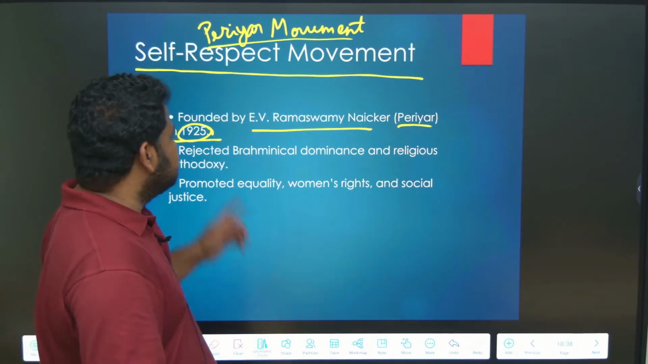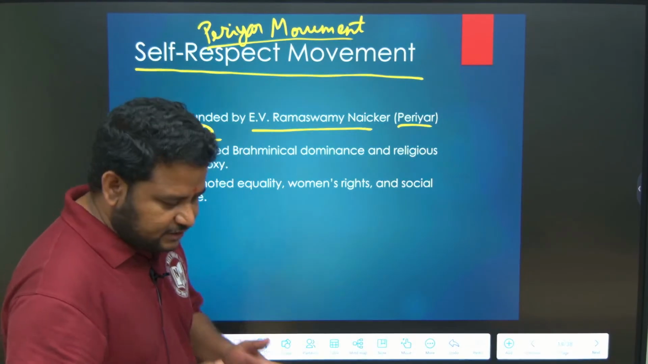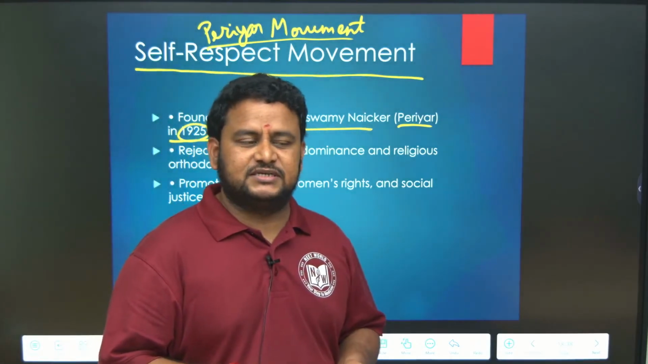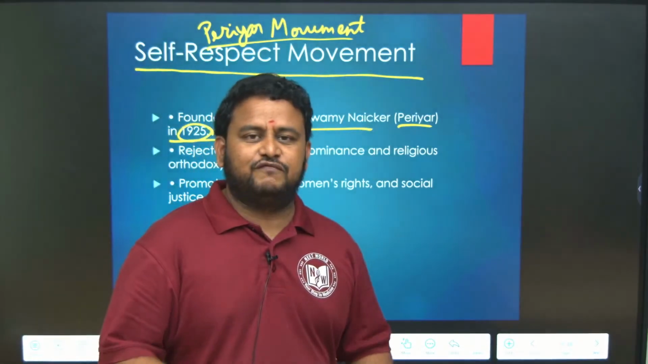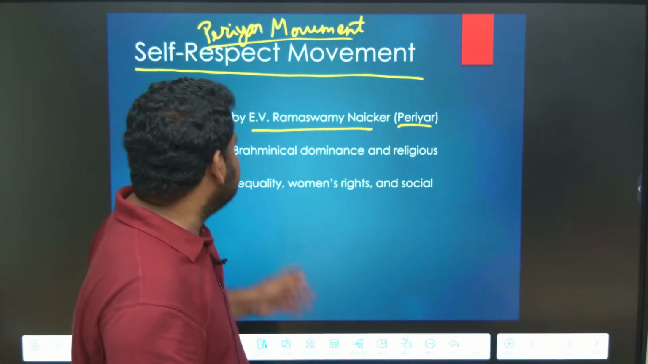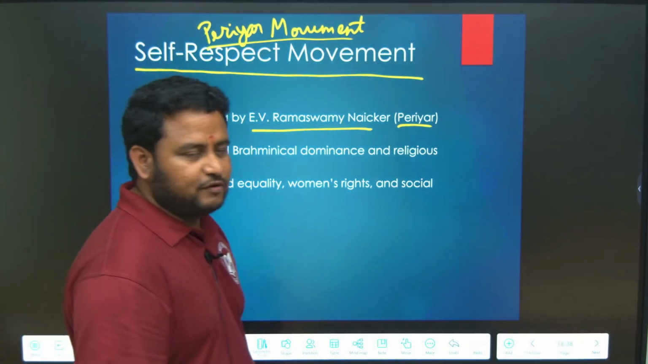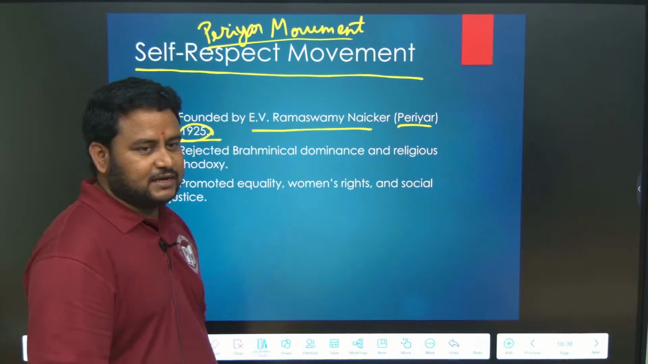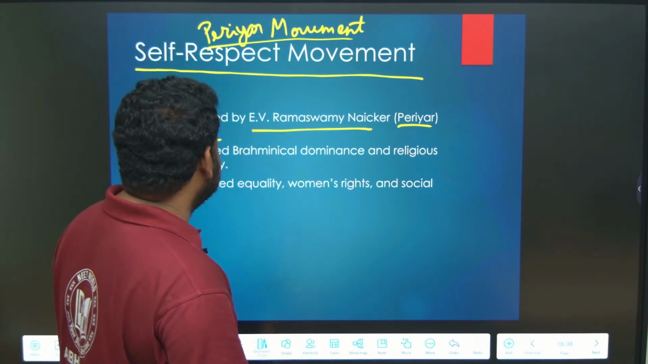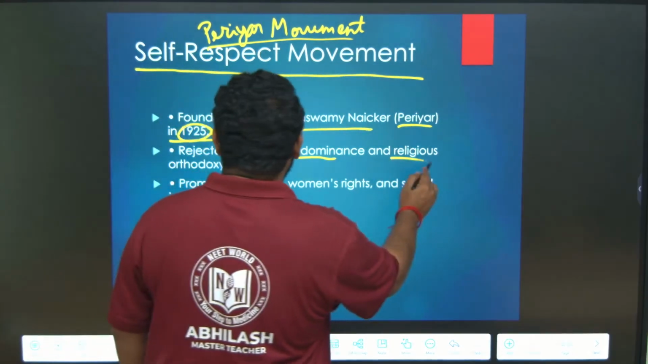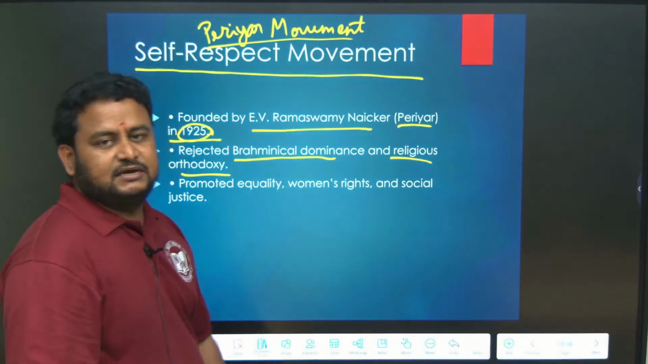The self-respect movement was in 1925, after the formation of Congress. Congress was already formed by 1885, and we were in the full-fledged freedom struggle by 1925. That time the self-respect movement was founded by E.V. Ramasamy Naikar, also called Periyar. That's why the movement is also called the Periyar movement. It rejected Brahminical dominance and religious orthodoxy. That is, it was against the Varna system.